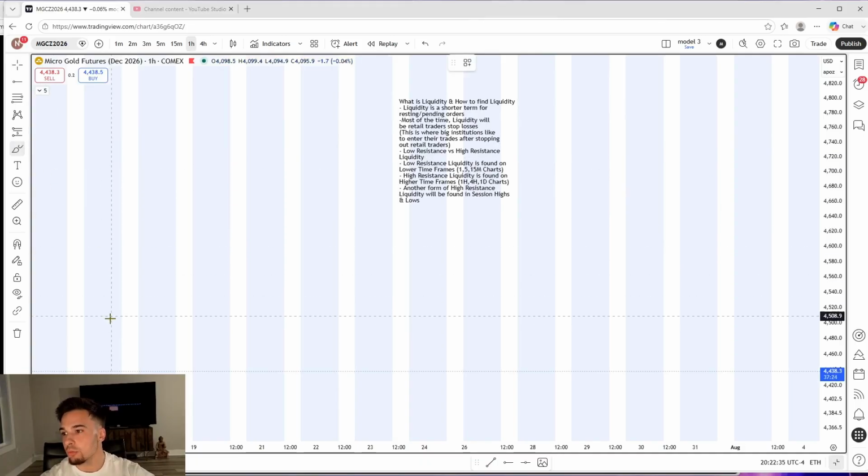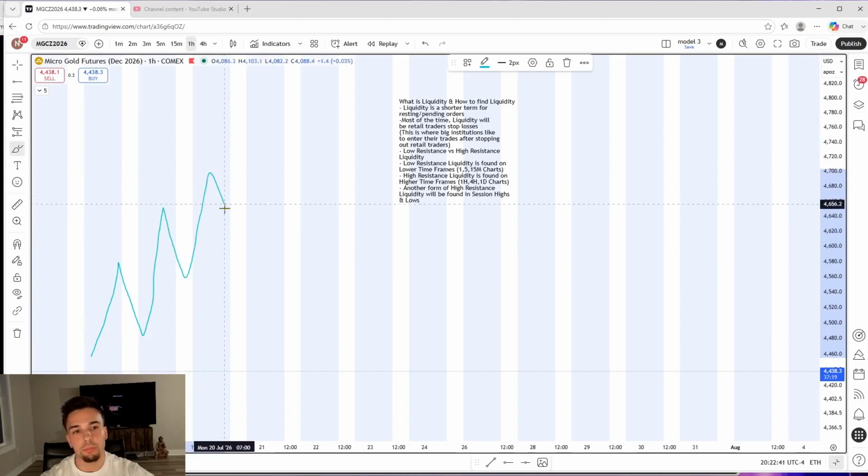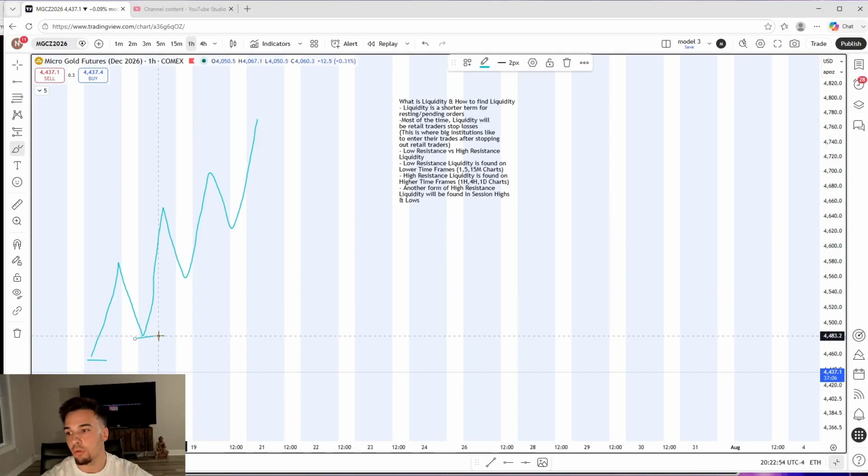I'm going to take my brush tool here. Let's say we're in a bullish market, and we just see price moving higher and higher, creating higher highs and higher lows. Where would you find liquidity? Liquidity will be resting under every single one of these lows. As price is moving up, traders usually are hopping into trades within these up moves. Where would they put their stop losses? Right below the previous low, to protect their trade so they don't risk too much.